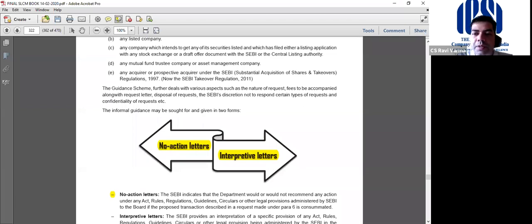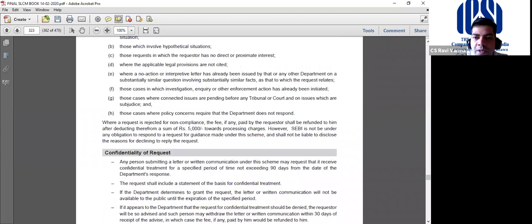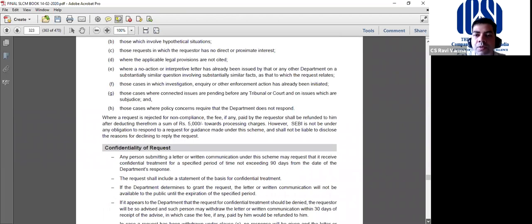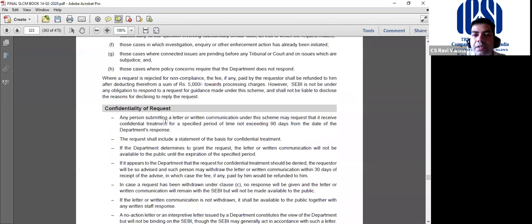Whatever information, papers, and documents you provide, SEBI will keep confidential for a period of 90 days. Whenever I reply, during the reply it will be confidential for sure. But whenever SEBI sends you the reply, they will keep it confidential for the next 3 months. It will not be in the market. After this, it will be on the website of SEBI, because whatever informal guidance you see from SEBI, they will post it on the website.